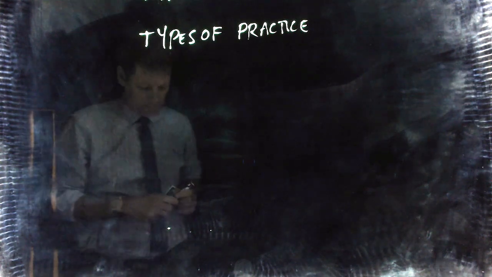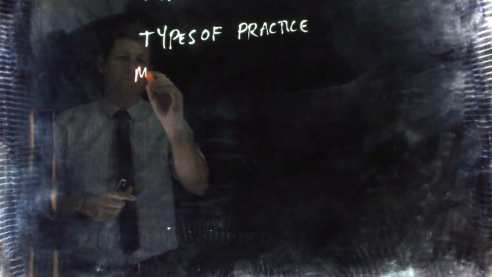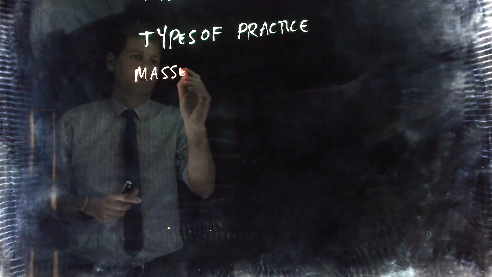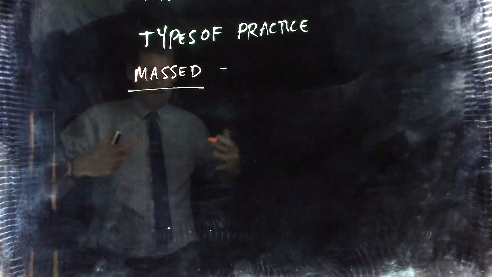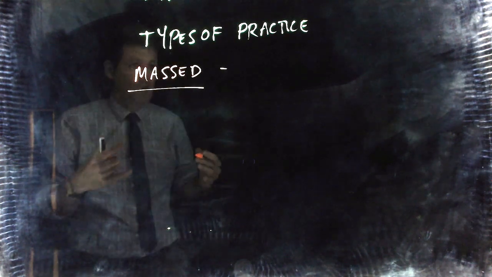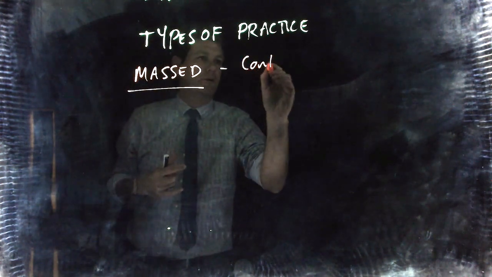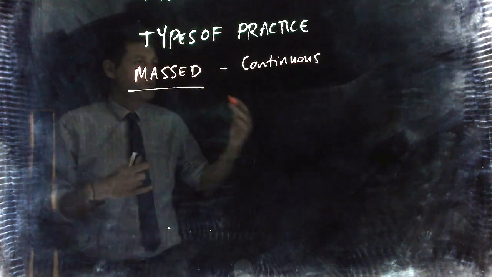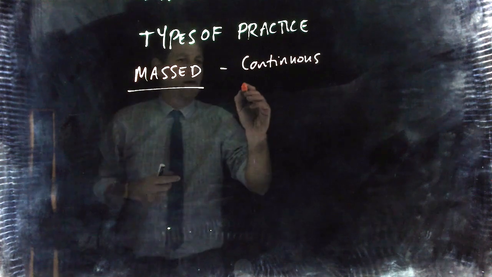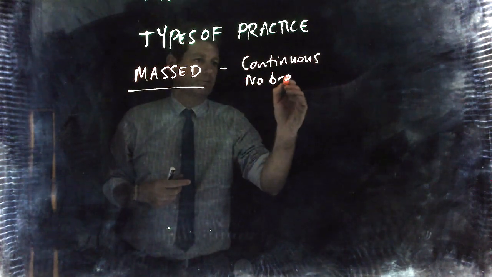So the first type of practice that we're going to look at is called massed practice. This type of practice is when sports are chunked together. So it's quite a continuous form of practice, whereby you repeat things over and over again and there are no breaks within it.